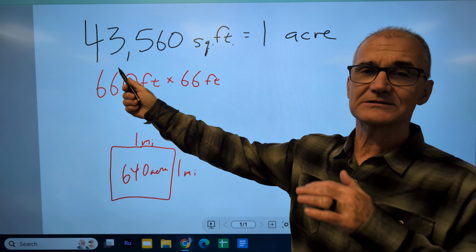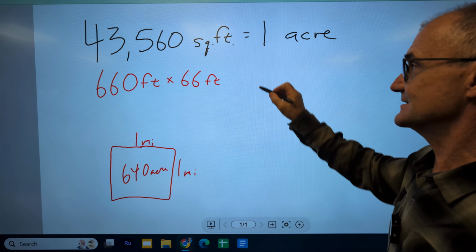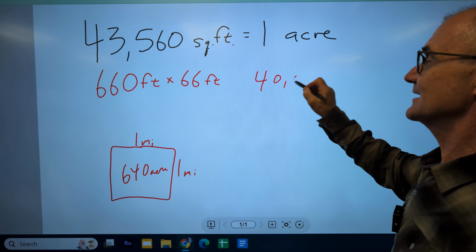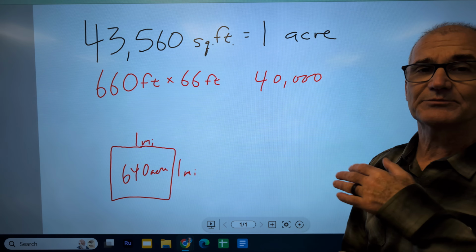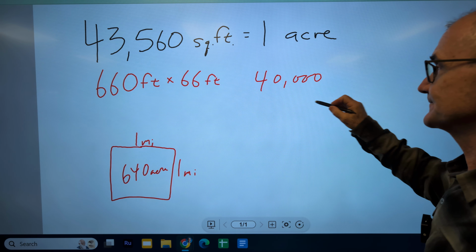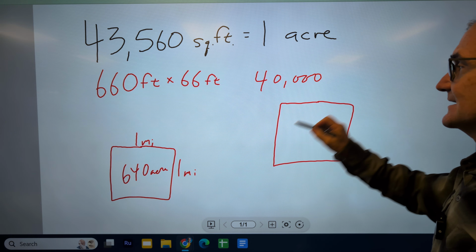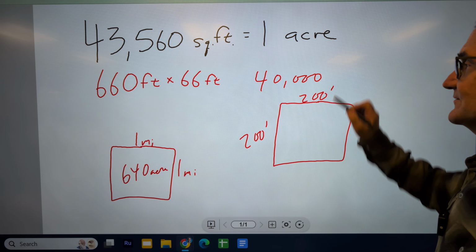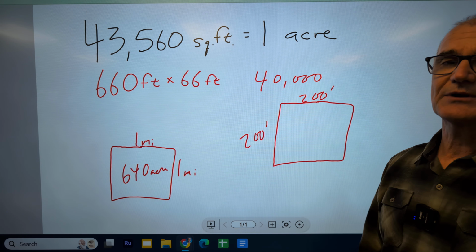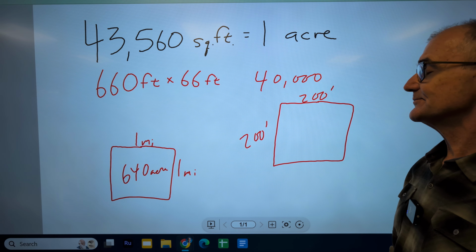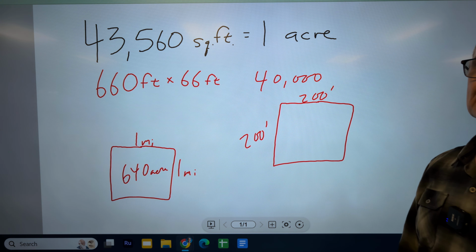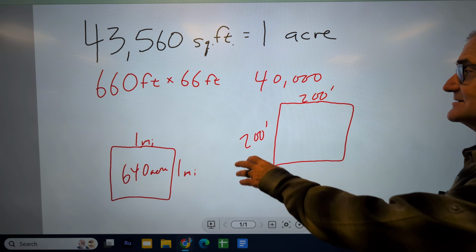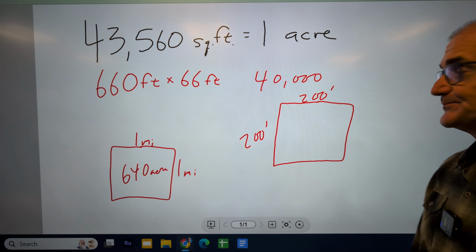If you were to round this way down to 40,000, you can approximate an acre by taking the square root of that and seeing it as 200 feet by 200 feet. That is a very rough approximation of an acre. An acre is a pretty big residential parcel, as is 200 feet by 200 feet.